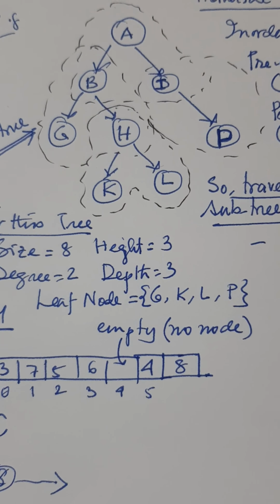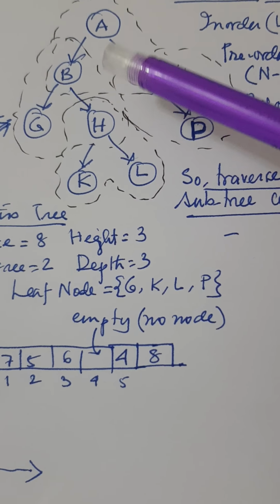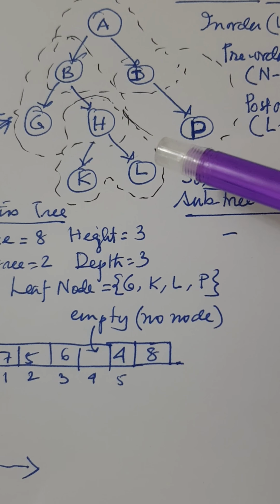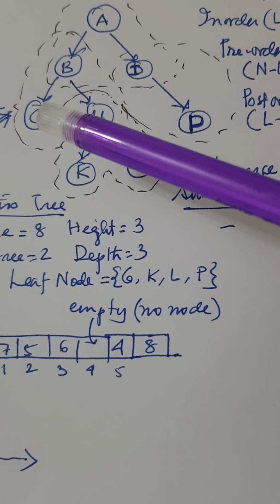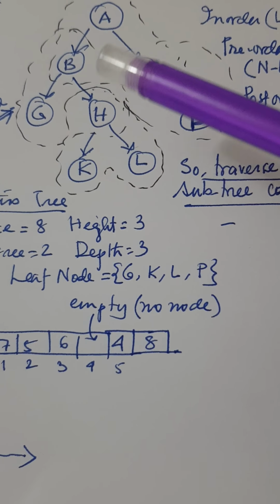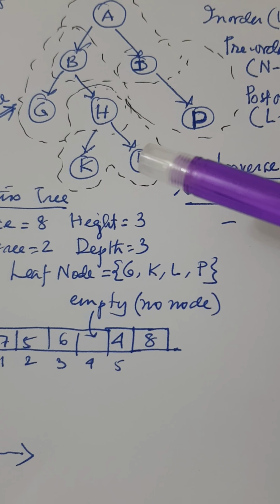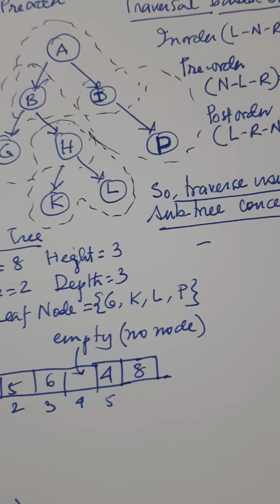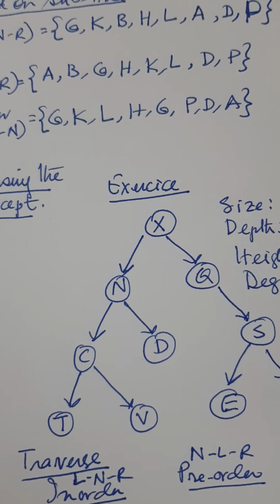Take a look at it here again. We said A, B, G, H, because you're talking about node, node, left, then right. So what happens here? Node A, B, then node left, then again node left, and then right. So A, B, G, H, K, L. Look at the sequence: node, node, left, node, left, right. So A, B, G, H, K, L, and then finally D and P. So pre-order traversal is actually like this, and you have seen it.